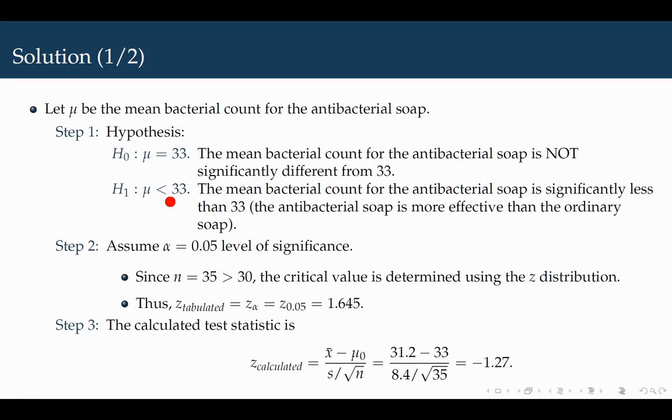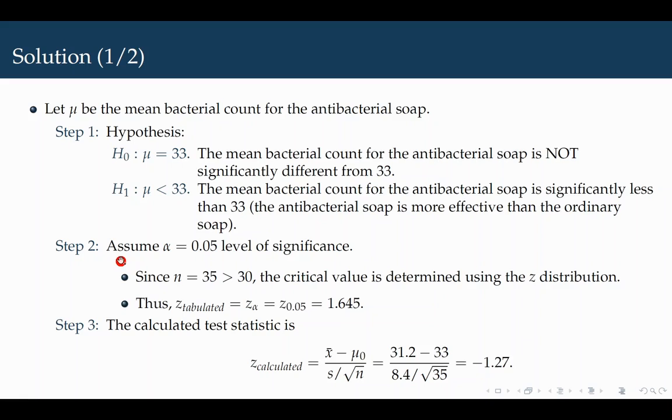and specifically it is a left-tailed test. So this alternative hypothesis states that the mean bacterial count for the new antibacterial soap is significantly less than 33. That means the new antibacterial soap is more effective than the ordinary soap. So if H naught is rejected, the new antibacterial soap is more effective. Otherwise, if H naught is not rejected, there is no sufficient evidence to claim that the new antibacterial soap is more effective than the ordinary soap.